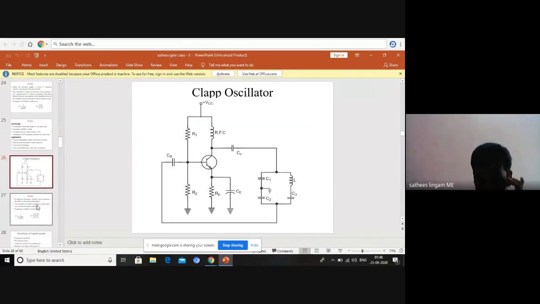Clapp oscillator. The third one is the Clapp oscillator. This is the structure they are having. The remaining things are the same; only the tank circuit is getting changed. Here we are using three capacitors instead of two, connected along with the inductor. So C1, C2, C3 and L are creating the oscillation. The output is taken from L.